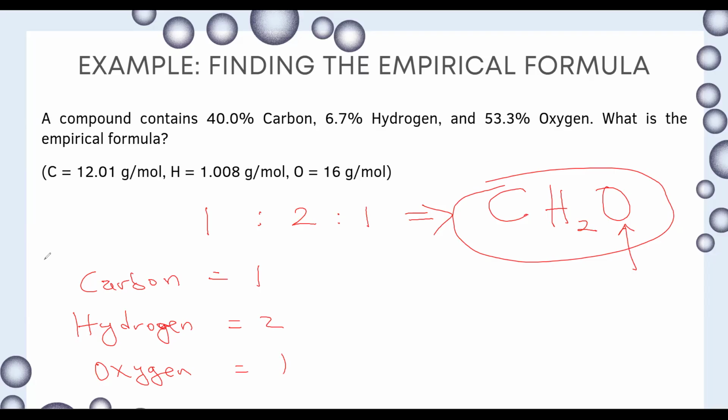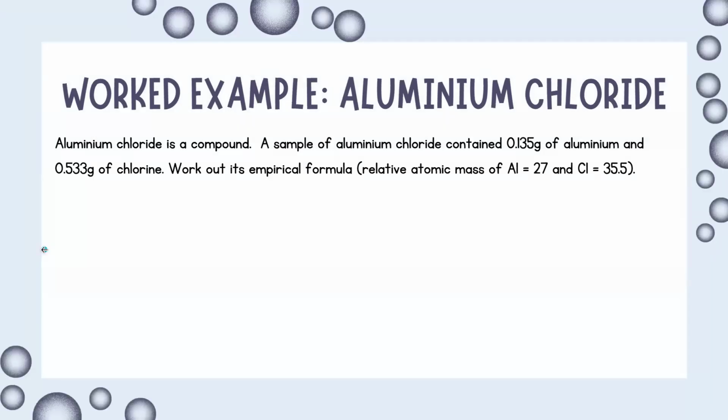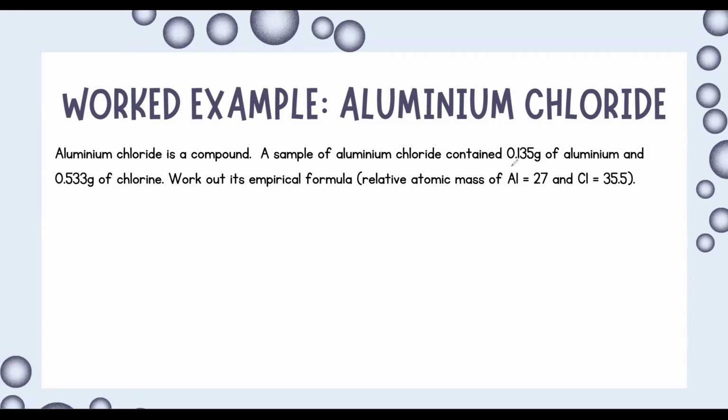Beautiful. Can we take another example? Yes, sir. All right, so here is example number 2. Aluminium chloride is a compound. A sample of aluminium chloride contains 0.135 grams of aluminium and 0.533 grams of chlorine. Work out its empirical formula.